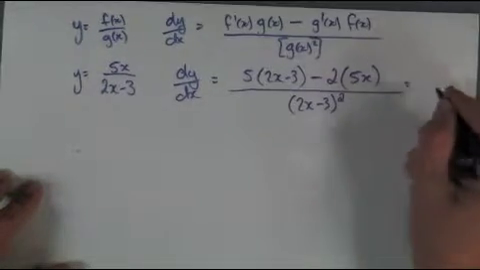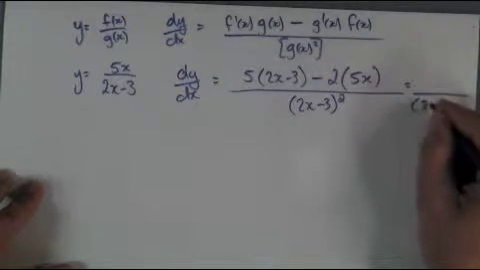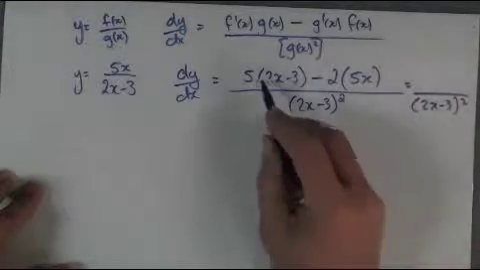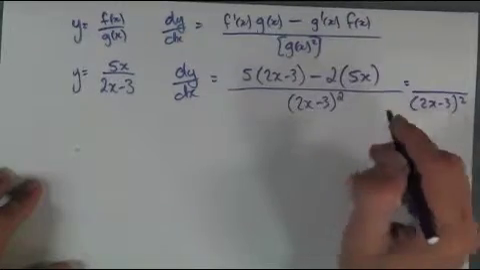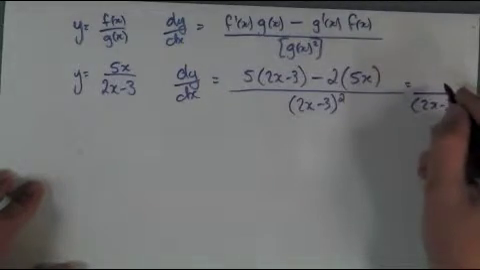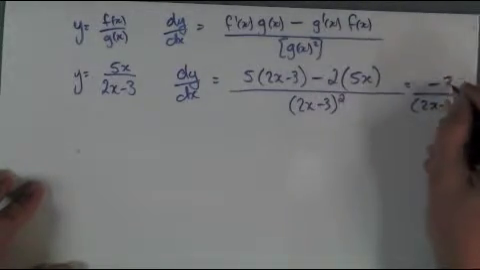And then I can do a little bit of simplification. 5 times 2x is 10x, take 2 times 5x, which is 10x, so 10x take 10x is 0, and I'm left with negative 3.